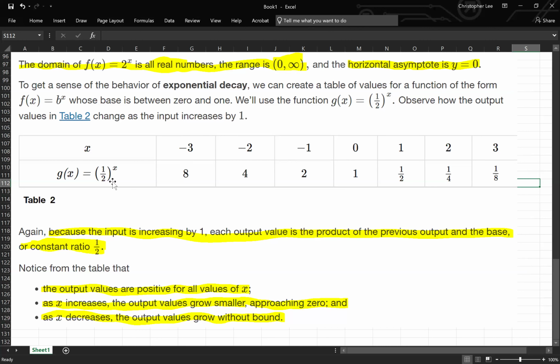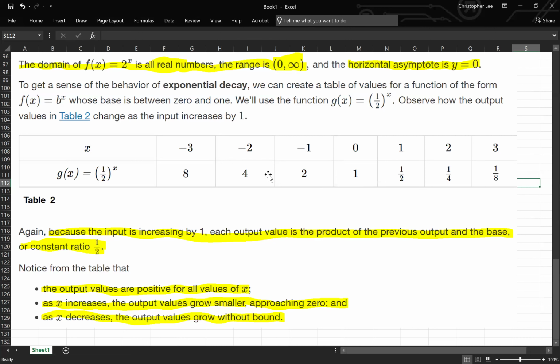So 1/2 raised to the -3 power is 8. 1/2 raised to the -2 power is 4. 1/2 raised to the -1 power is 2. 1/2 to the 0 power is 1. 1/2 to the 1 power is 1/2, etc. You just plug in the value for x and you get the y value.